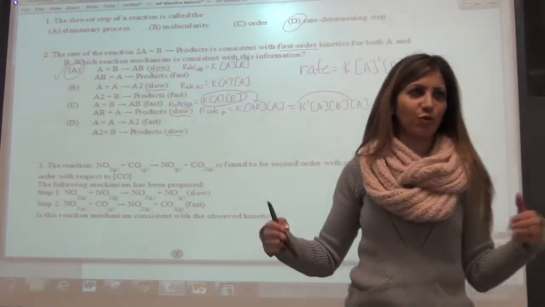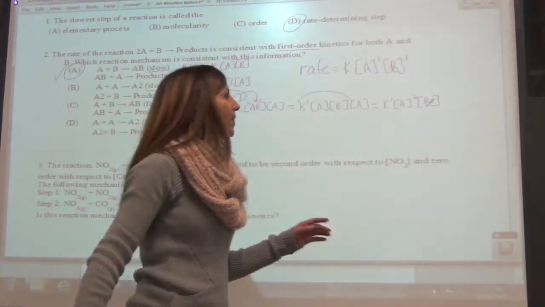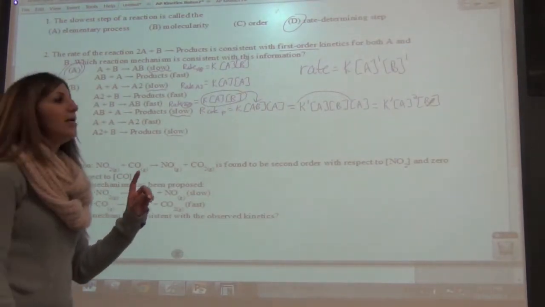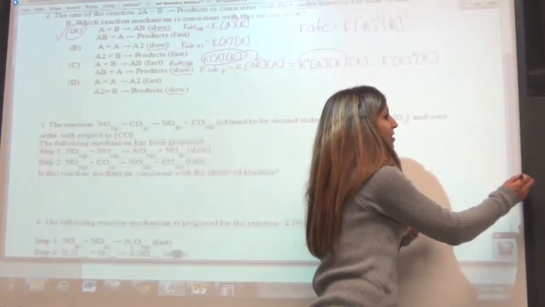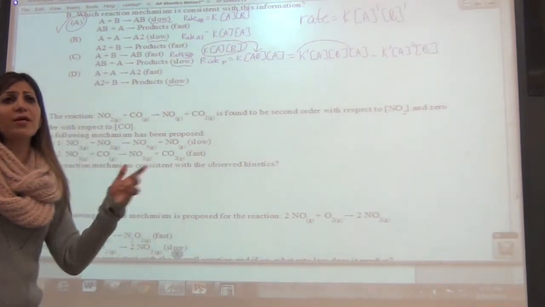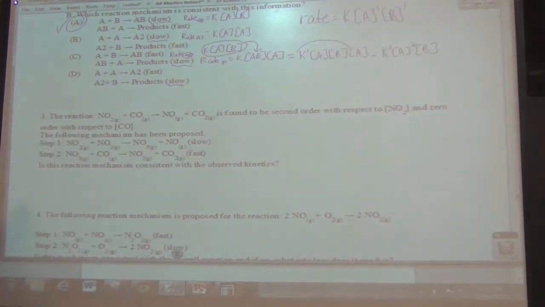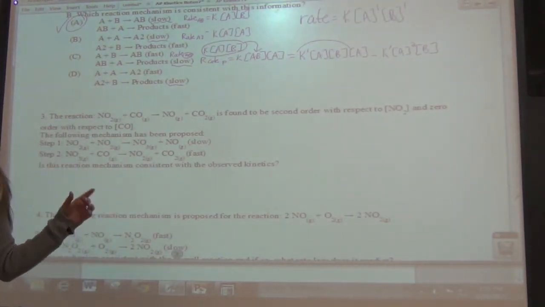And the more examples you do of this, the better you're going to be, okay? So you always have to find your slow step, and if your slow step is not the first step, you have to substitute in because you've got an intermediate there, and or a catalyst, okay?